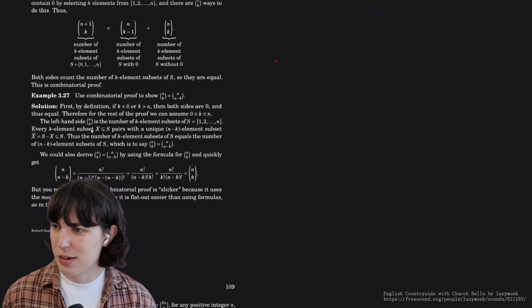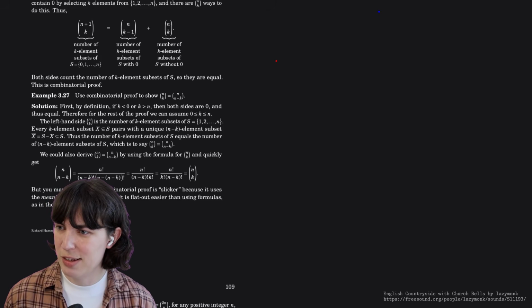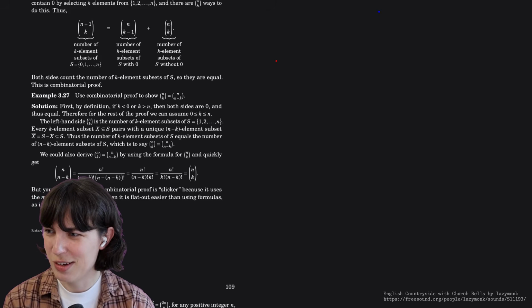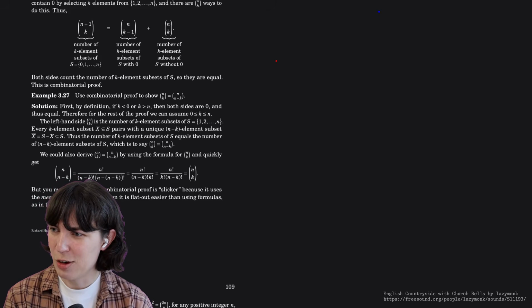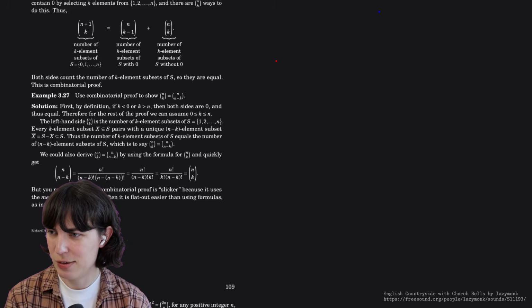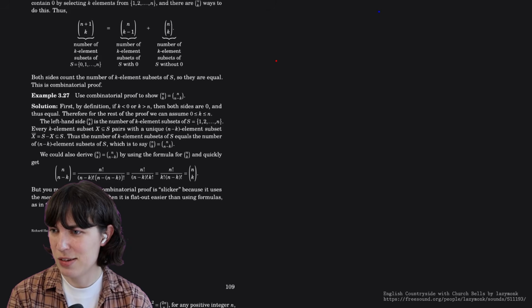Every k element subset X, which is a subset of S, pairs with a unique n minus k element subset. Well, I feel like I prefer the notation at this point. The complement of X, which is equal to S minus X, is a subset of S. Thus, the number of k element subsets of S equals the number of n minus k element subsets of S, which is to say, that equation.